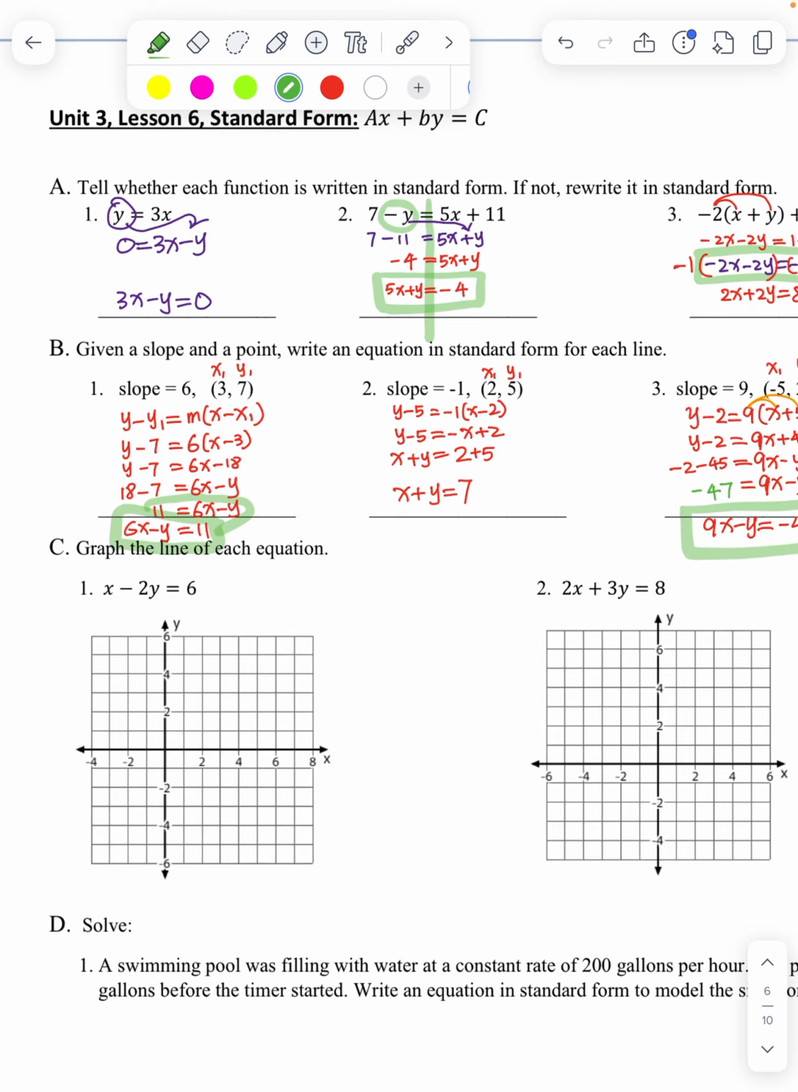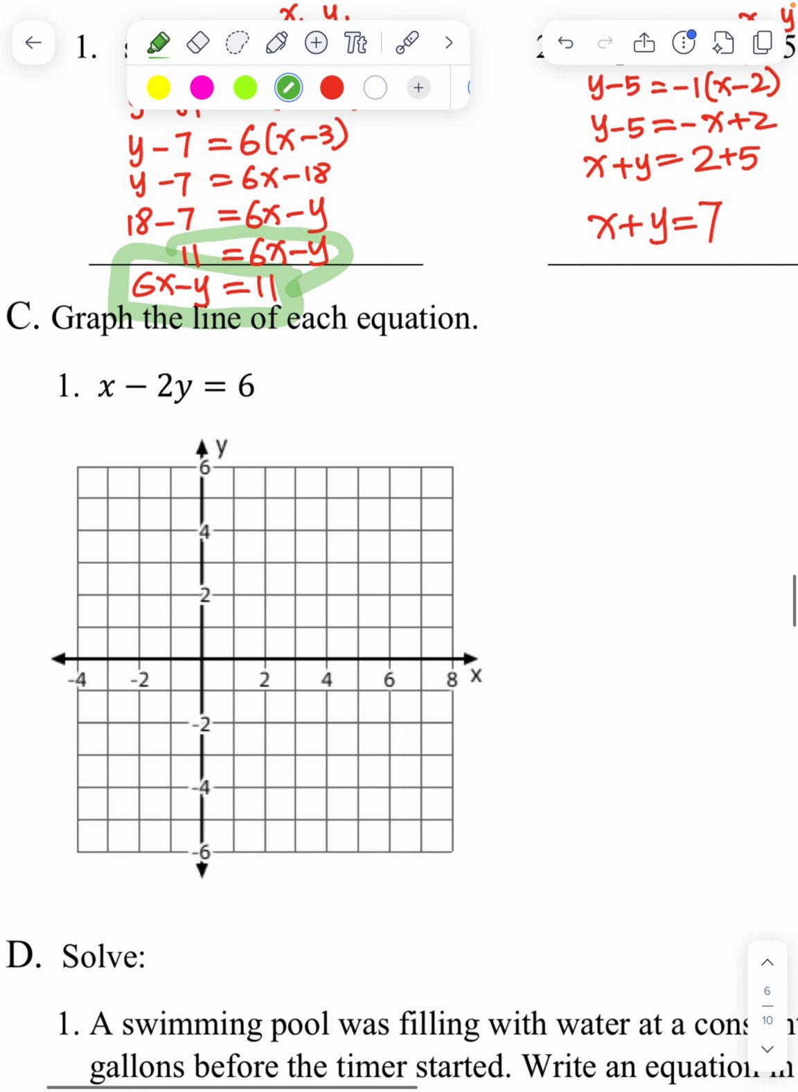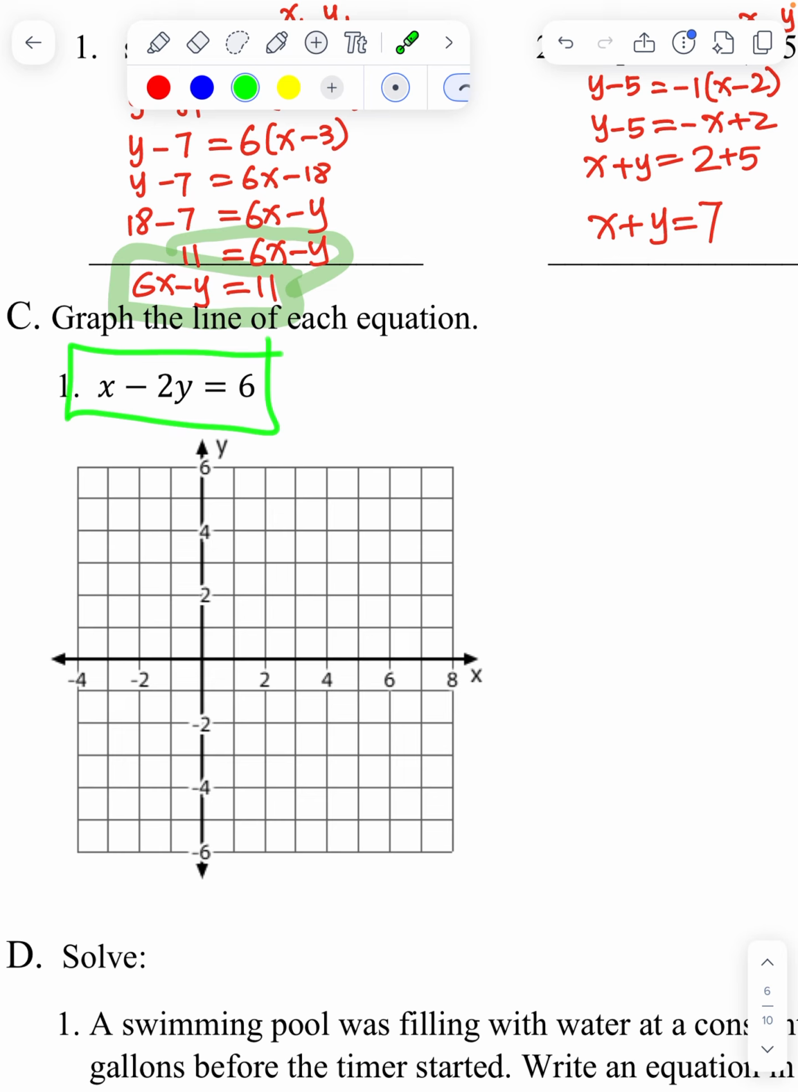Part C. Graph the line of each equation. Ooh, graph. This is a standard form. With standard form, we are going to find the x and y intercepts. We find the 2 points. One is on the x-axis somewhere. Another one is on the y-axis, and then we connect them. Okay.